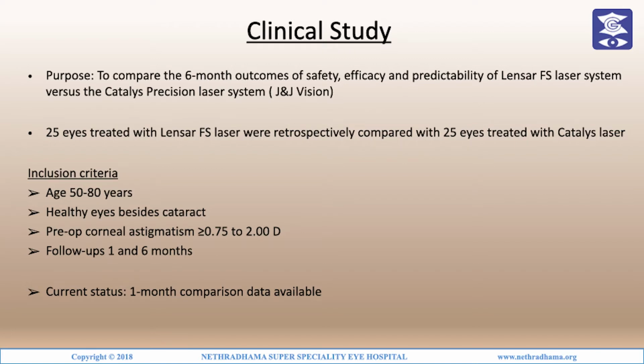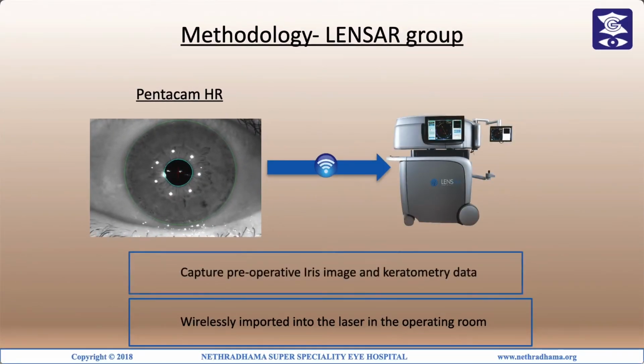The range of preoperative astigmatism in the study was 0.75 to up to 2 diopters, and the intended follow-up is 1 year, 1 month and 6 months. So today I'll be presenting 1 month comparison data for this study. So this is basically the methodology in the LENSAR group.